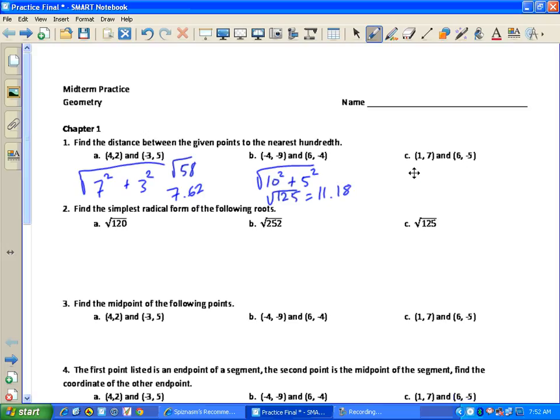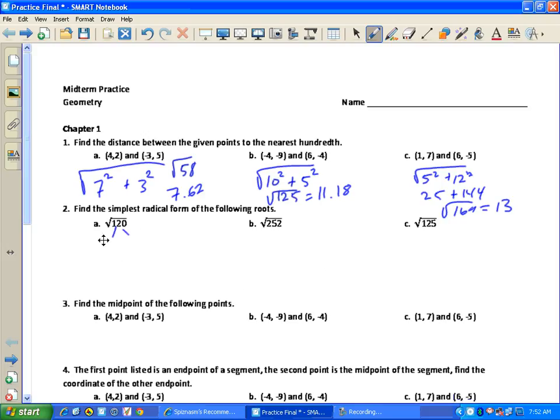Here I've got a difference of 5 and a difference of 12. So I get 25 plus 144, which is 169. The square root of 169 is 13.